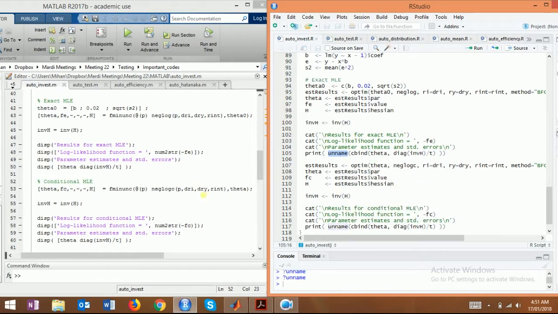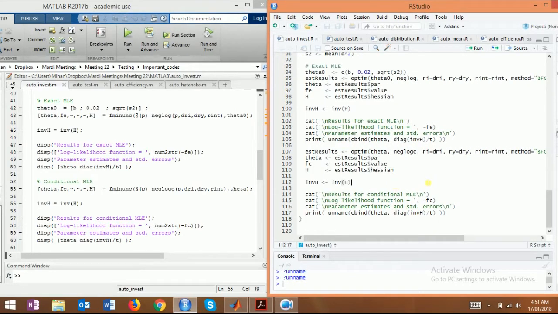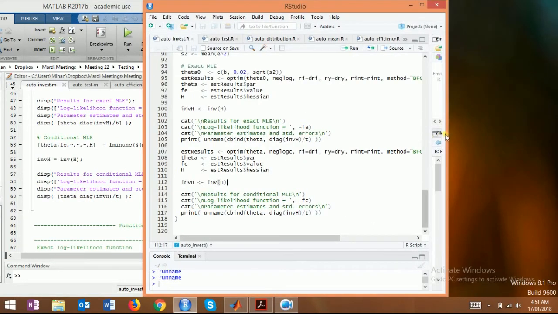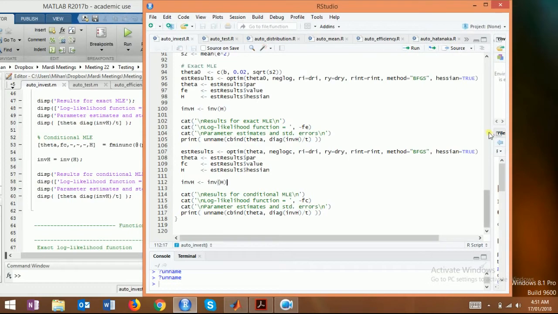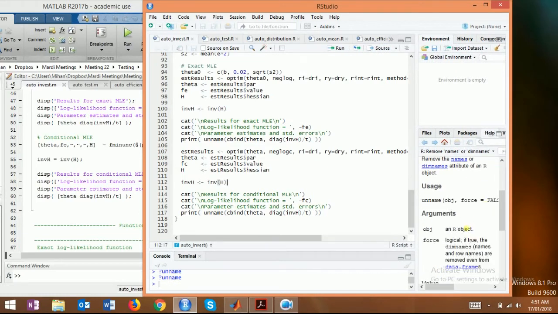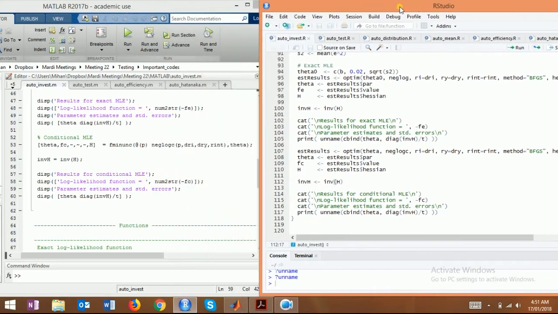Okay, then conditional maximum likelihood estimate, we're gonna estimate this as well, in the same way. Neglog C, nothing else, no changes. And then in the same manner, we're gonna express it. So let's see if there's anything for unname. Remove names or dimension names. Unname is simply to remove the names if there is any name associated. So that's what you understand. Anyone would understand.